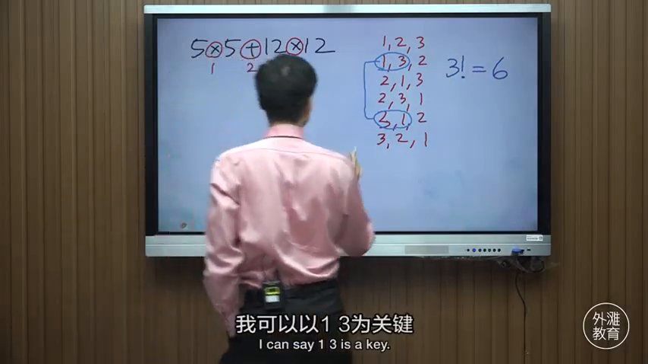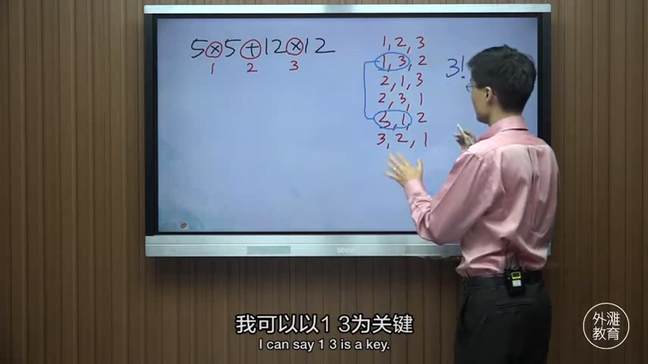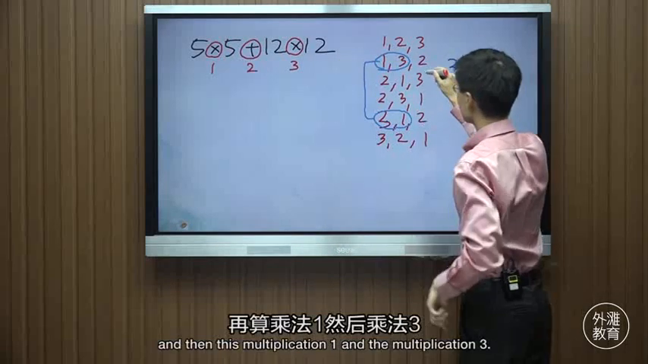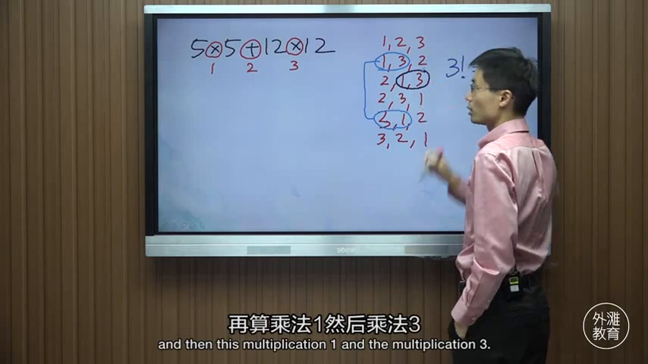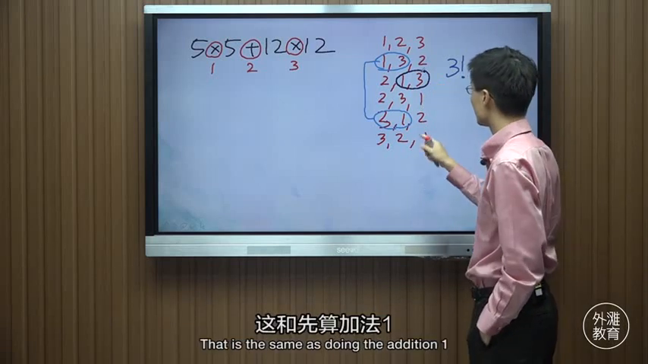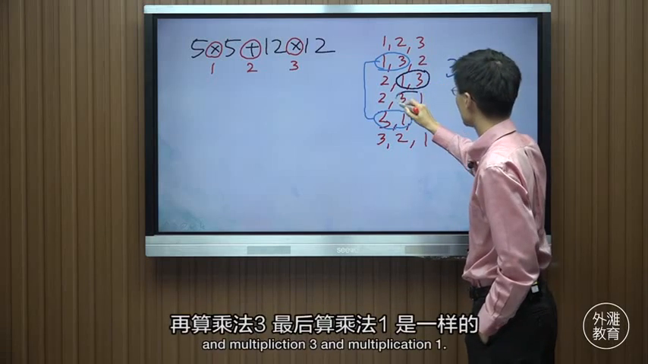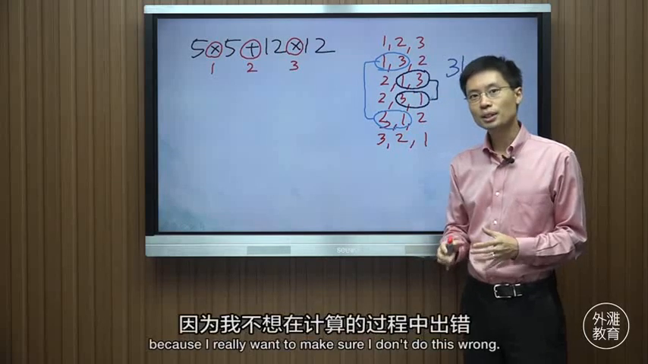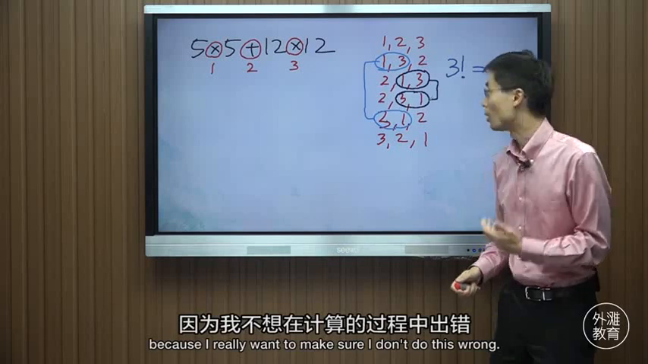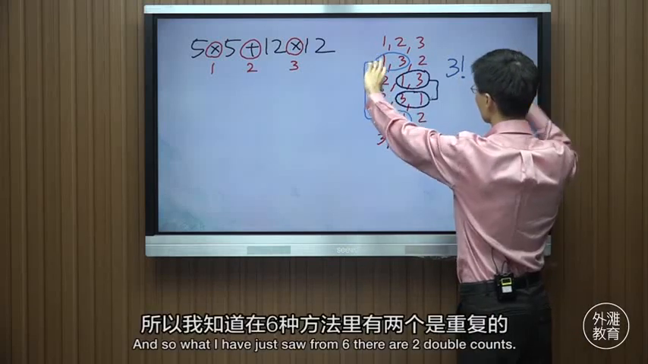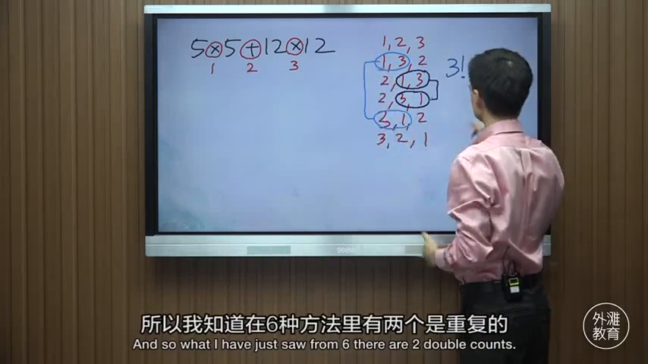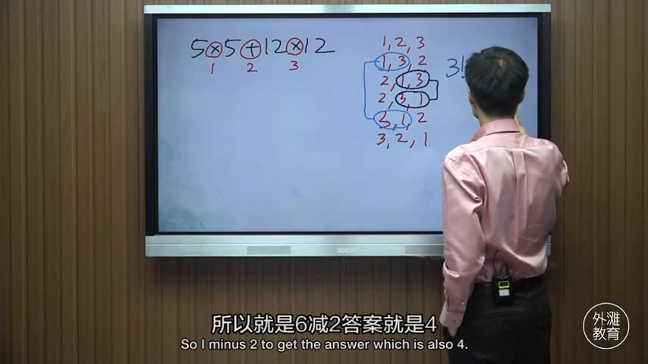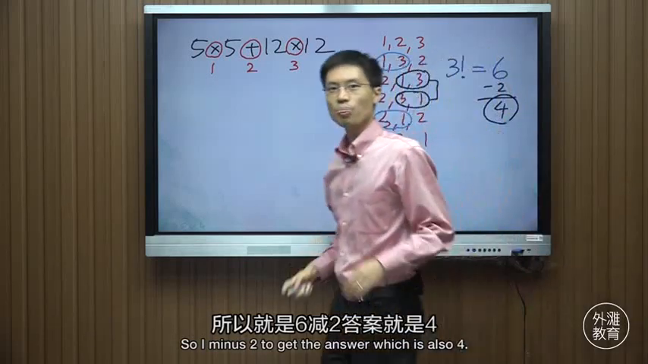And I can do again, I can say 1, 3 is the key. If I do the addition first and then multiplication 1 and then multiplication 3, that's the same as doing the addition first and multiplication 3 and multiplication 1. Here you see I'm being very careful because I really want to make sure I don't do this wrong. And so what I just saw is from 6 there are 2 double counts. So when I minus 2, I get an answer, which is also 4.